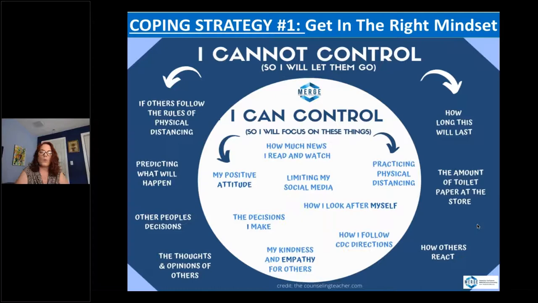Okay, so if we look in the inner circle here, things that we can control, we can focus on that. My attitude is positive, my kindness and empathy to others, how I'll follow CDC directions, and so on and so forth. So whether for yourself or you try to help somebody else get in this right mindset, we're off to a great start here today with our coping strategy number one.